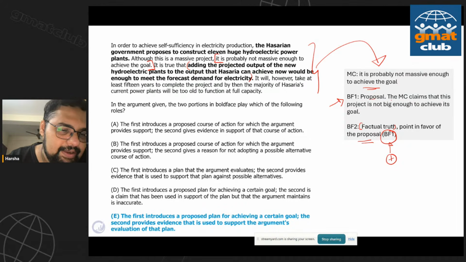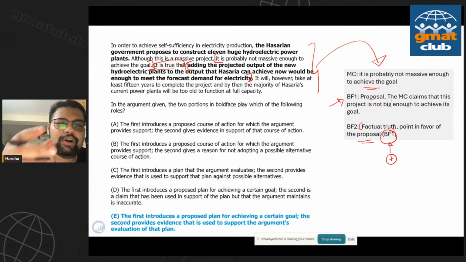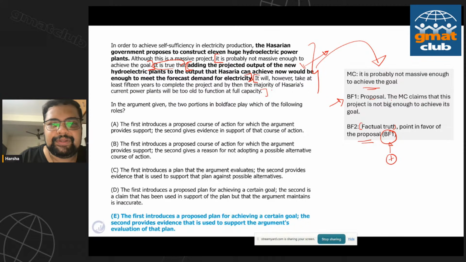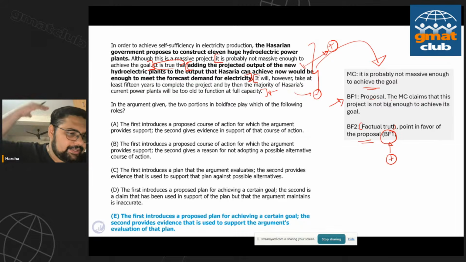Let me quickly see. I read that part, but with the second part it becomes false. It is true that is only about this portion. It is true that if you add the projected output to the output that's currently achievable, you're going to meet the forecast demand. Nothing here is being disputed. The author is telling you that this is true. Even this second point, nobody is disputing it. This is the author telling you this is true. This is a great thing about the plan, but it's not enough because of this. I hope you see that. So how is boldface 2 inaccurate? Boldface 2, as per the author, is true.